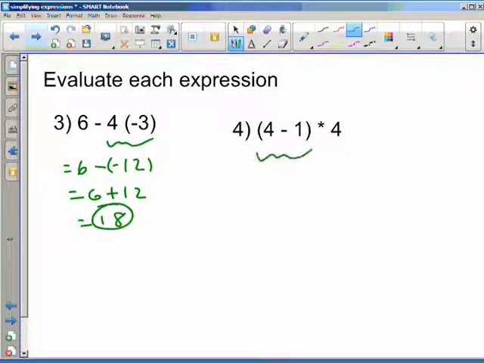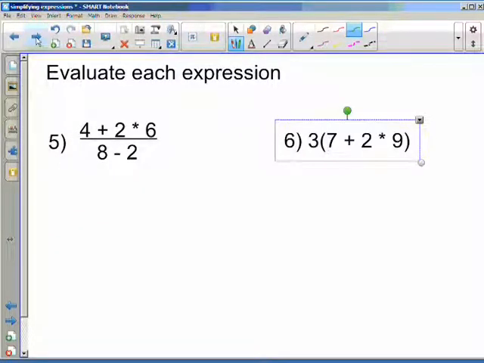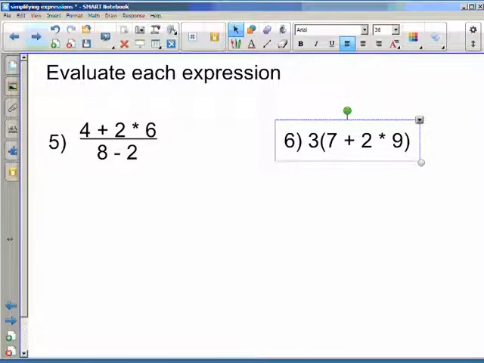Okay, we have parentheses here, so we're going to do the 4 minus 1, which is 3, times 4. That gets us 12. All right, a little more complicated ones here with division.